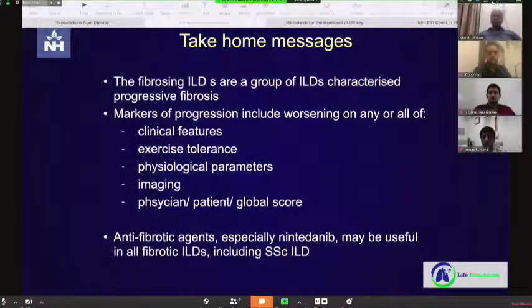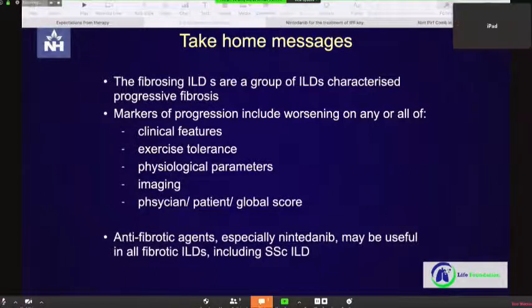The fibrotic secondary endpoints were also met in the pirfenidone group. So antifibrotic agents may be useful in all fibrotic ILDs, including systemic sclerosis ILD.